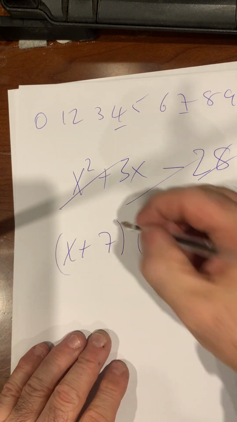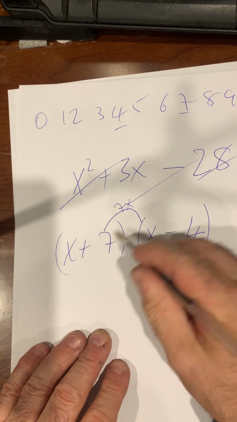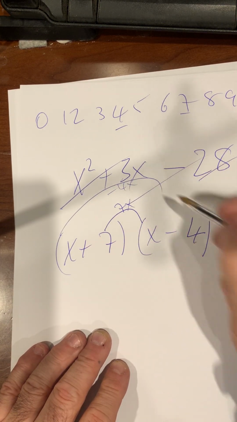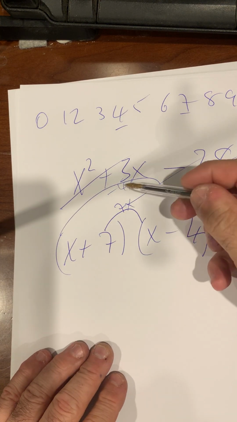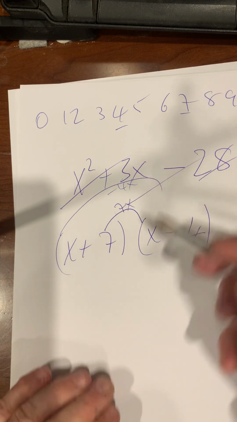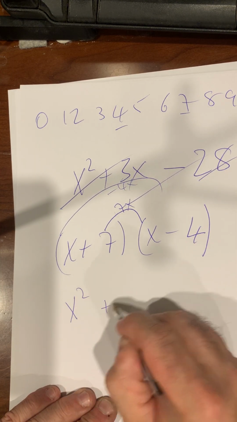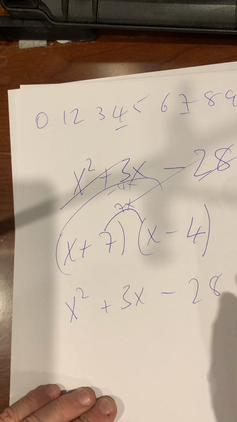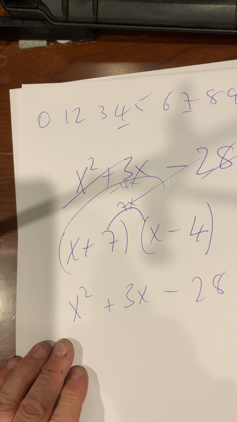Okay, and it will give rise to a 7x on the inners and a negative 4x on the positives. And the war of sign is won by the positive. So you're getting x squared plus 3x minus 28. Okay.